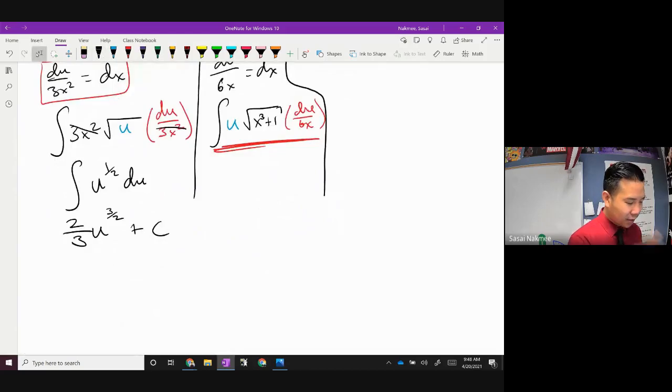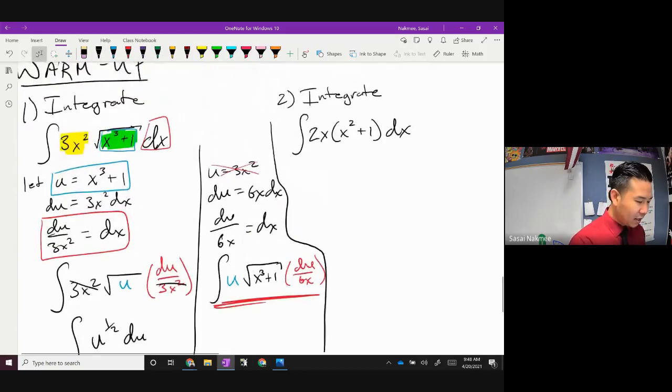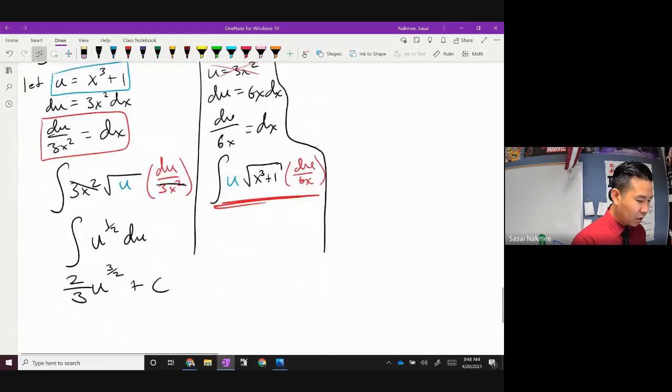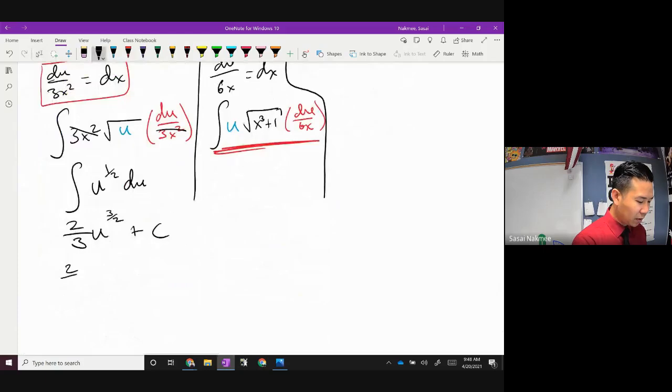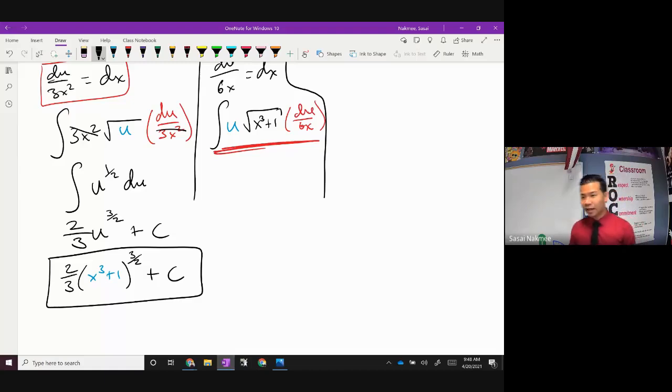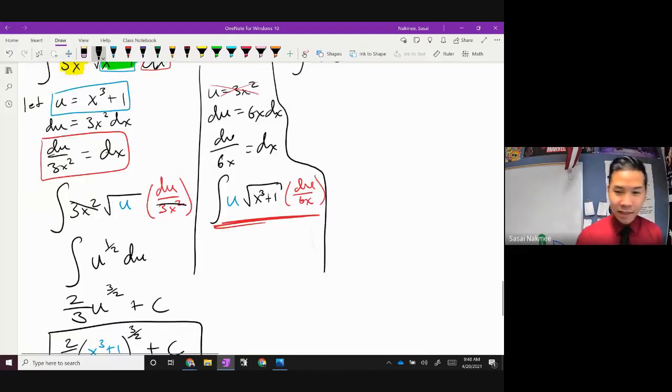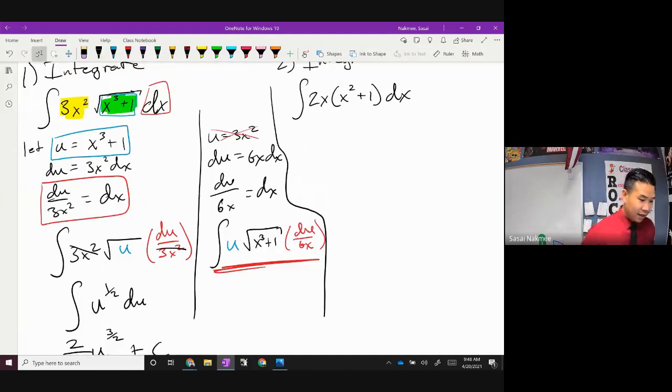Now all that's left is to substitute back the original u, and in this case, u was equal to x cubed plus 1. So we have here 2 over 3, and inside here we're going to replace it with x cubed plus 1, right? Close that off. This is to the 3 halves plus c, and that's your answer. That's us integrating it, and that is done. Right? That's not too bad. Hopefully you don't think it's too bad.